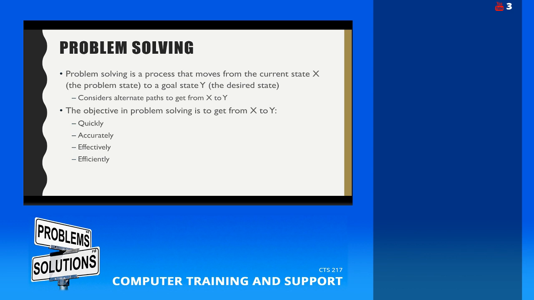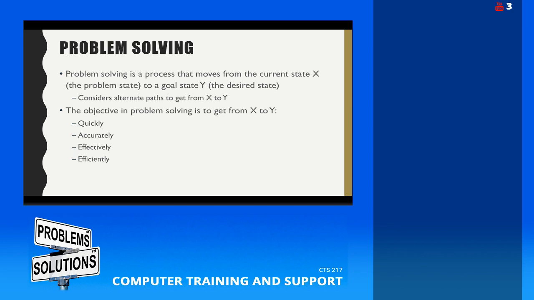We have some objectives in problem solving. We want to get there quickly, we want to get there accurately, we want to get there effectively, and we want to get there efficiently. These are all things that help us promote our customer service. Remember that whole 100% customer satisfaction 100% of the time? Well, if we're able to employ our problem-solving process quickly, accurately, effectively, and efficiently, that all plays back into that whole customer service thing.